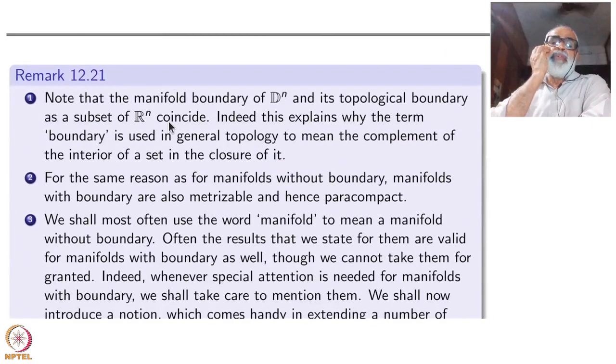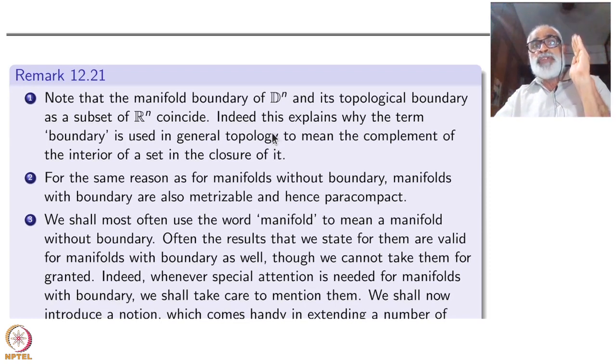Note that the manifold boundary of D^n and its topological boundary as a subset of R^n coincide. Namely, they are the unit sphere in both cases. Indeed, this explains why the term boundary is used in general topology. Classically, these manifolds were defined and studied even before point set topology was conceived, forget about the boundary of a subset and so on. So the concept of the boundary of a subset is a copy from examples like this. Unfortunately, we are learning it the other way around.